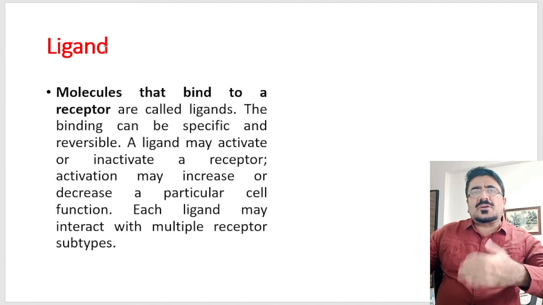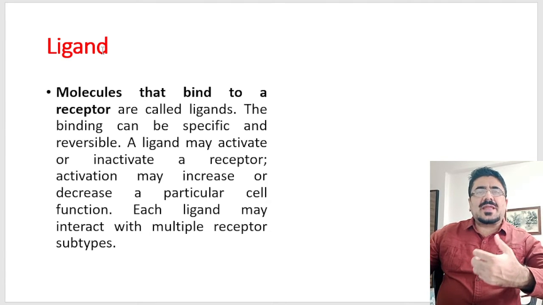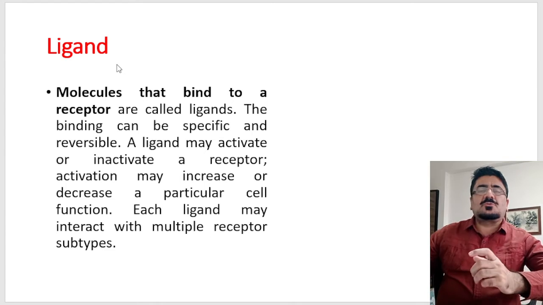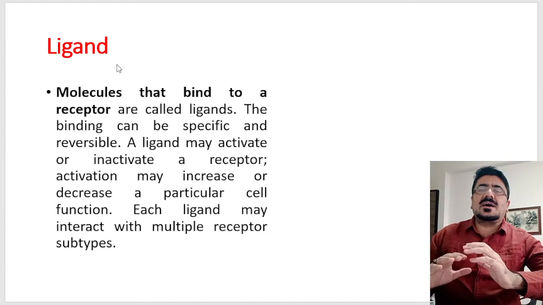From lead compounds, further screening is required. These are known as ligands. What is a ligand? Molecules that bind to a receptor are called ligands. The binding can be specific and reversible. A ligand may activate or inactivate a receptor. Activation may increase or decrease a particular cell function. Each ligand may interact with multiple receptor subtypes. So after the screening of lead compounds, further screening is required for ligands.